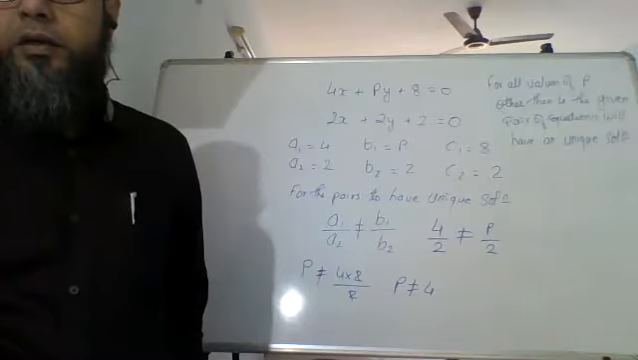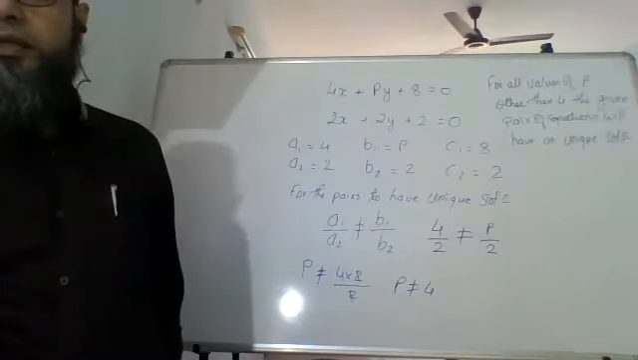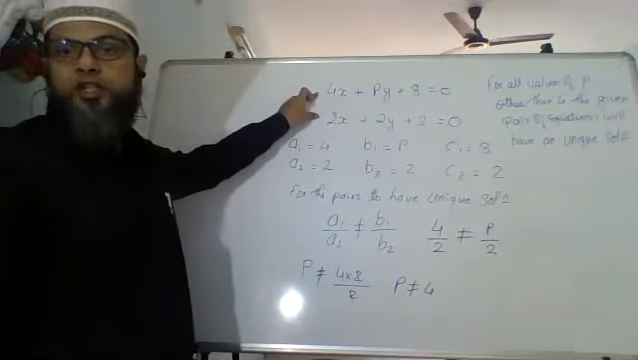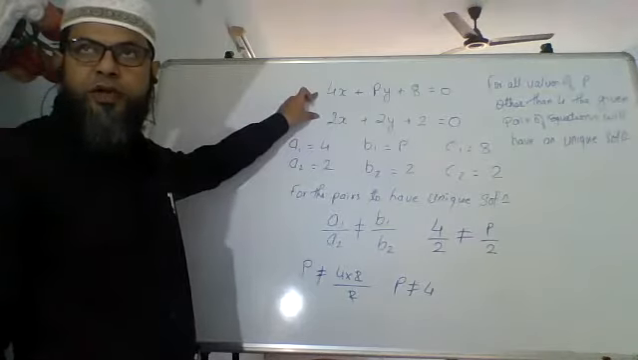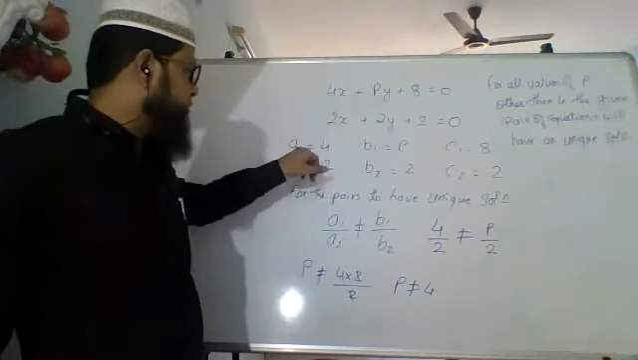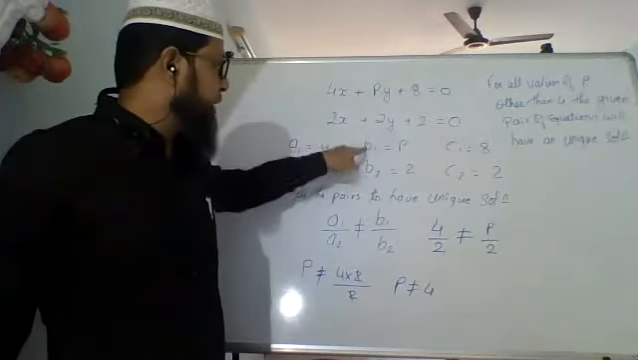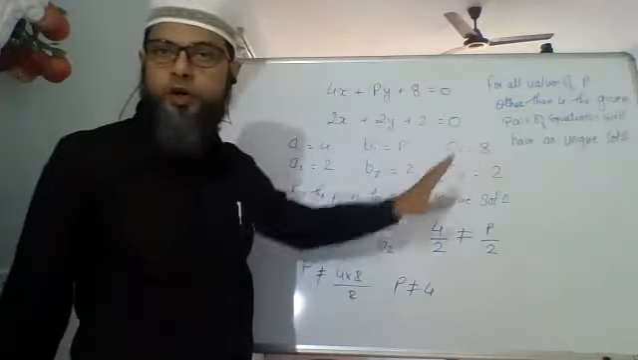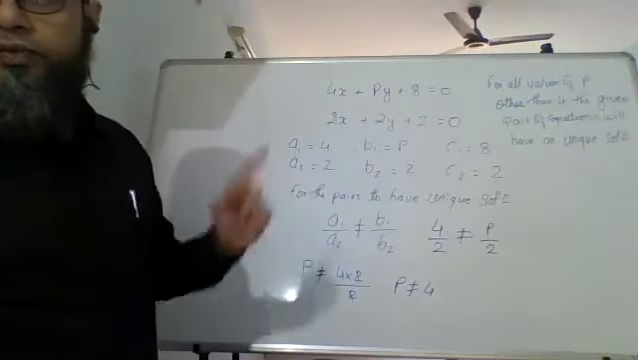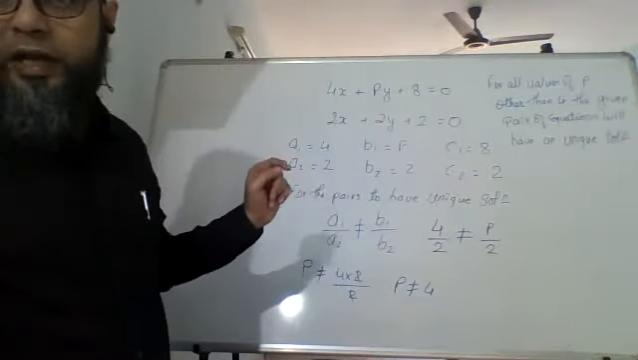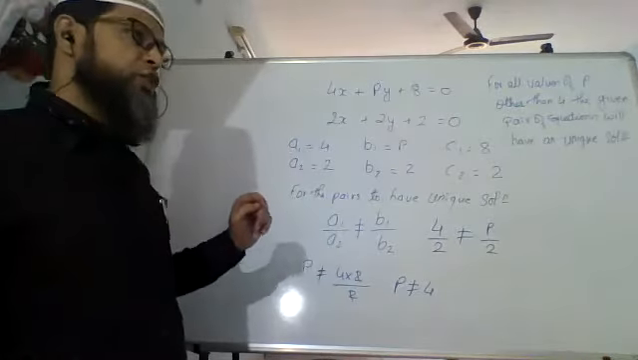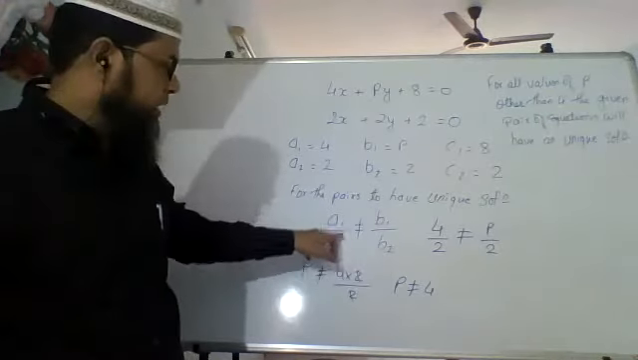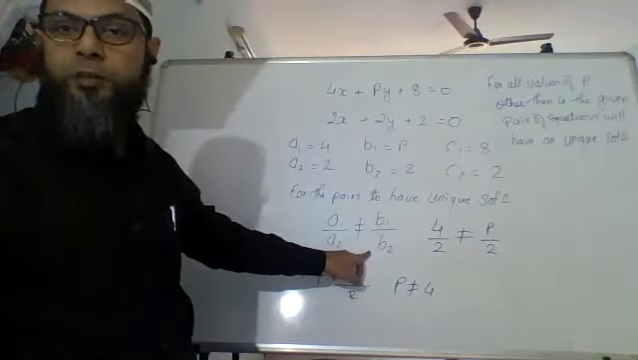Kihan, I'm repeating again. The question was, for which value of P will the equations have a unique solution? So we have written the equations and we have found the values. A1 is 4, B1 is P, C1 is 8, A2 is 2, B2 is 2, C2 is also 2. As we wrote earlier, for a pair of equations to have a unique solution, A1 upon A2 should not be equal to B1 upon B2.